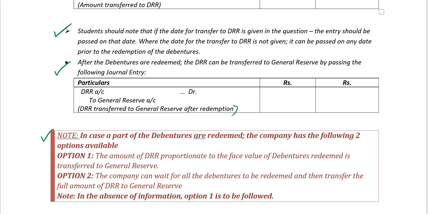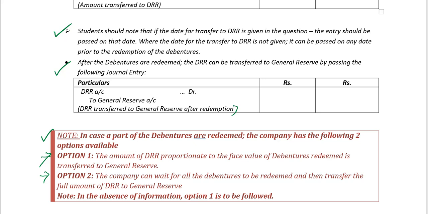Please note, in case a part of the debentures are redeemed, the company has the following two options available. The first option is the amount of DRR proportionate to the face value of the debentures redeemed is transferred to General Reserve. And the second option is the company can wait for all the debentures to be redeemed and then transfer the full amount of DRR to the General Reserve.